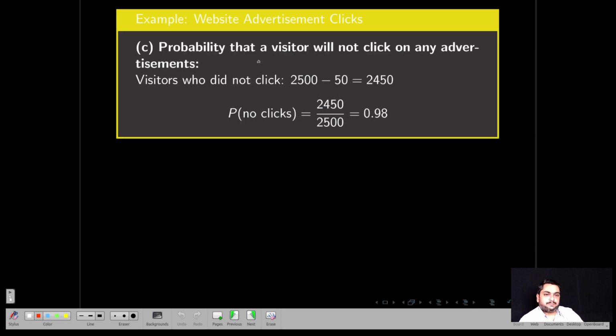Now, see, what is the probability that a visitor will not click any advertisement? See, in total we already got that 50 users click on at least one advertisement. Okay, so that means the remaining 2450 do not click, no clicks. So that means out of 2500, 2450 have not clicked. So this is the probability.